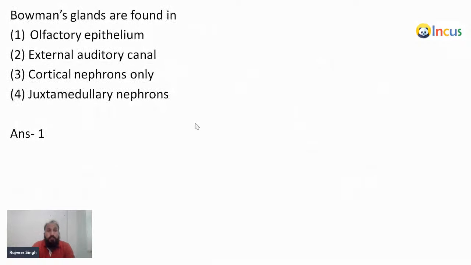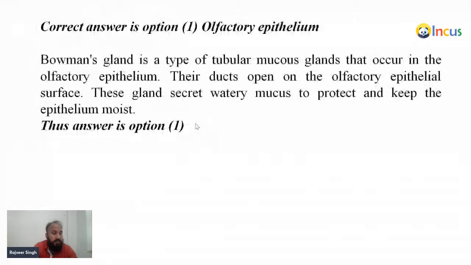Next question: the Bowman glands are found in which part? Olfactory epithelium, external auditory, cortical nephrons, medullary nephron. Then our answer will be first, olfactory epithelium. Why have we chosen olfactory epithelium? Because here we can see the answer to this question.